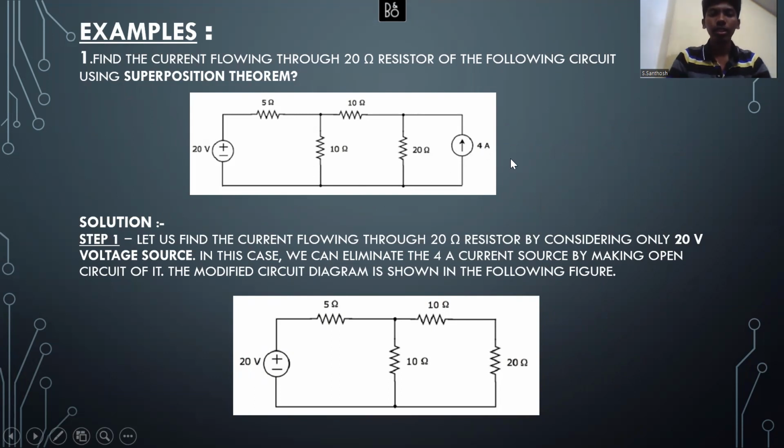So in this solution we've taken the 20-volt voltage source and neglected the 4 ampere current source, or we've just taken it as zero. And as I said before, if you take a current source as zero, you make it open circuited. So you can see over here there's no current source because it's open circuited. You just have the voltage source.